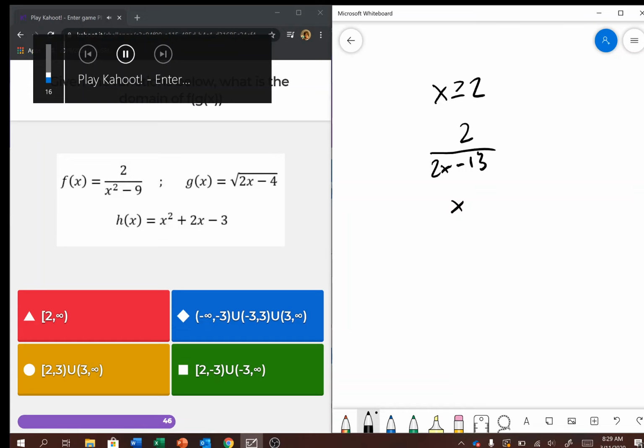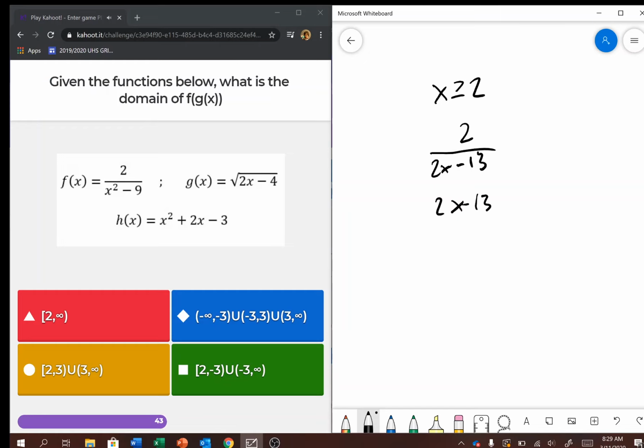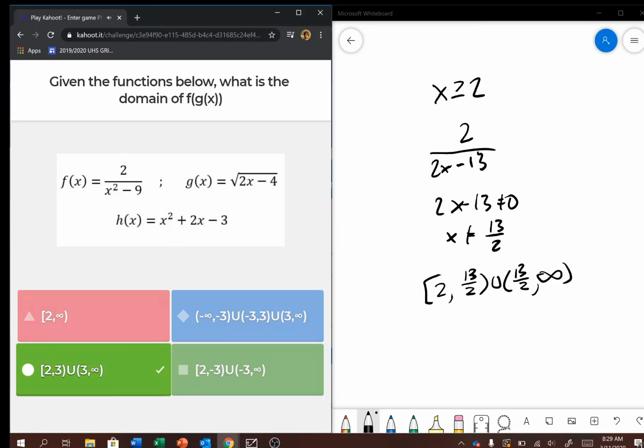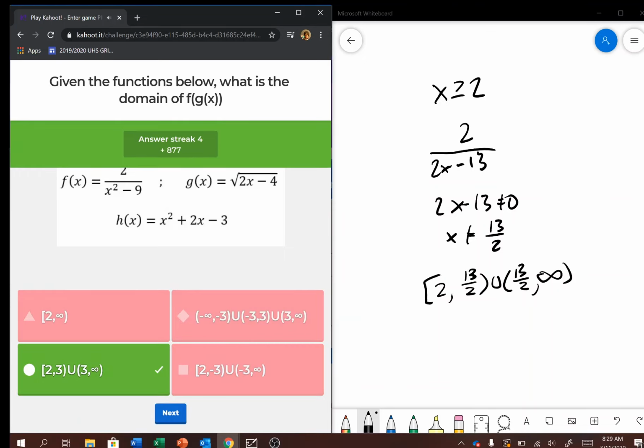So 2x minus 13 cannot equal 0, right? So x cannot be 13 halves, and it has to be greater than or equal to 2. So we would go 2 to 13 halves, not including it, union 13 halves to infinity. I have no idea what I was doing when I was writing the answers to these problems, but it'll be fixed by the time you play it. I don't know what answer I selected, so maybe it was this one. Okay, weird. That's wrong, by the way.